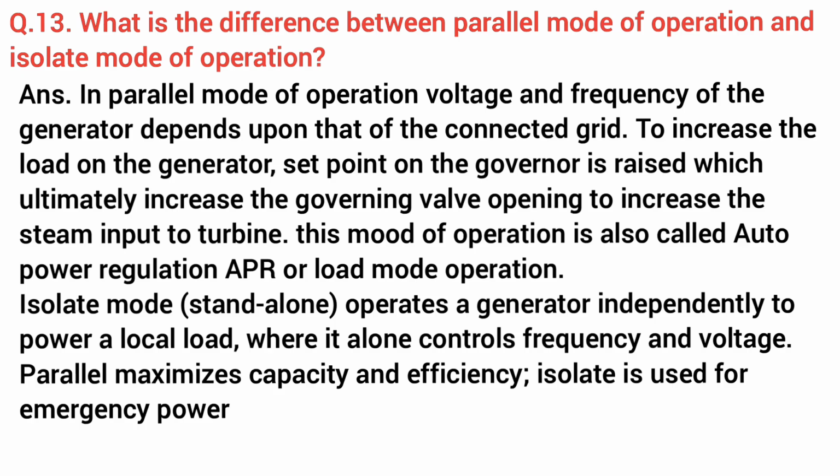What is the difference between parallel mode of operation and isolate mode of operation? In parallel mode of operation, voltage and frequency of the generator depend upon that of the connected grid. To increase the load on the generator, the set point on the governor is raised, which ultimately increases the governing valve opening to increase the steam input to turbine. This mode of operation is also called auto power regulation (APR) or load mode operation. Isolate mode, stand alone, operates a generator independently to power a local load, where it alone controls frequency and voltage. Parallel maximizes capacity and efficiency. Isolate is used for emergency power.